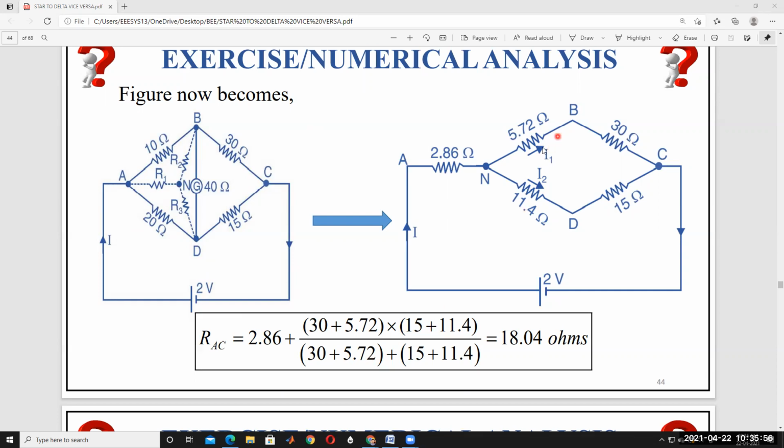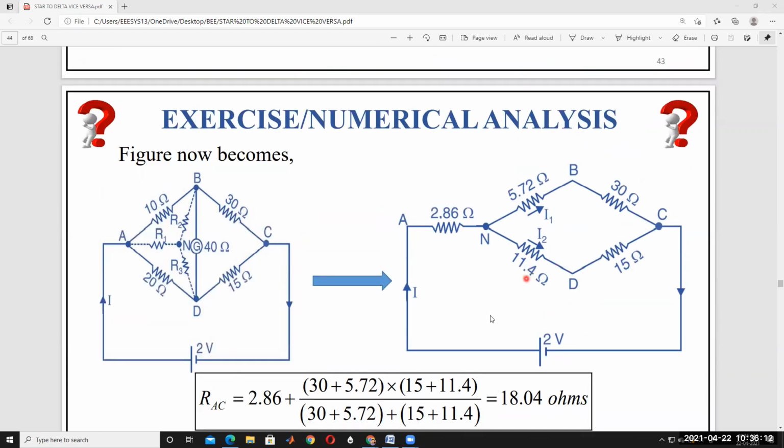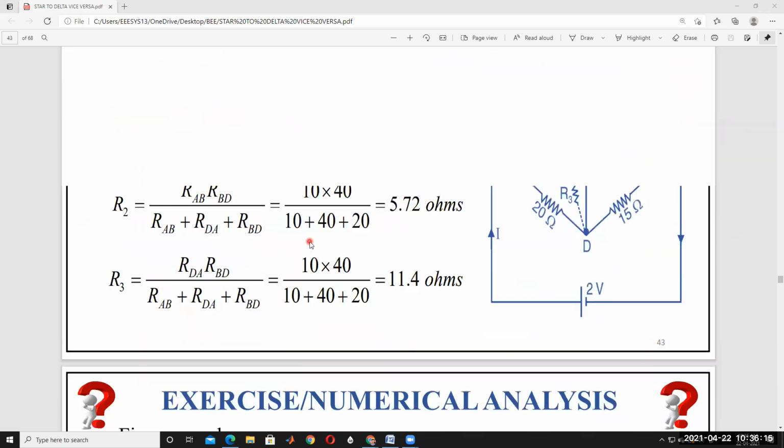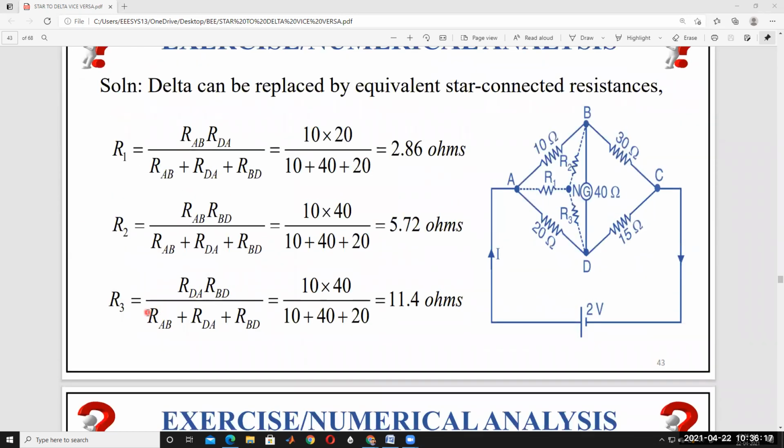Okay, that means consider this R1 and this R2. R1 R2 divided by R1 plus R2. Understood? Parallel condition: R1 R2 divided by R1 plus R2. You will get 18.04. So verify whether it is 11.4 or not. If it is 11.4, the answer is correct. Your mistake is a printing mistake. R3 is equal to RDA into RBD; for RDA, 10 was taken instead of 20. That's a simple mistake. So verify.